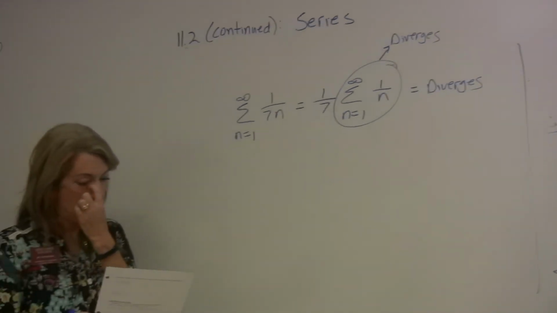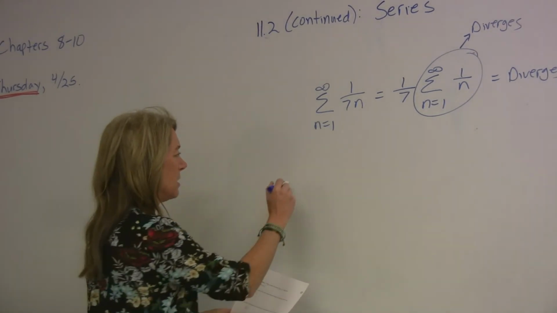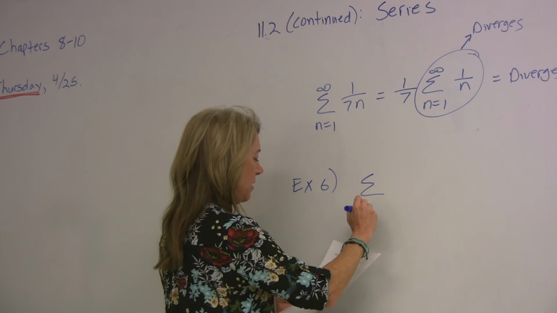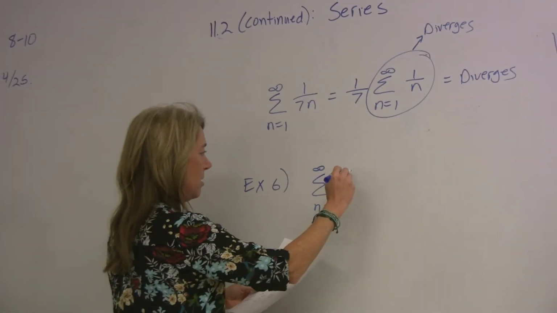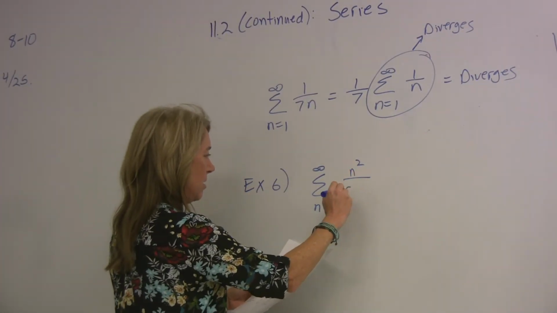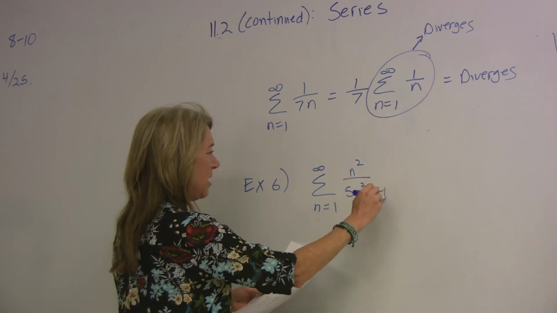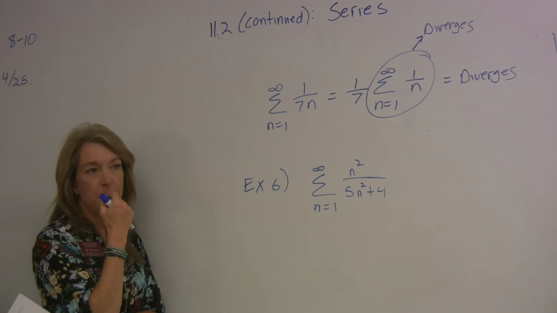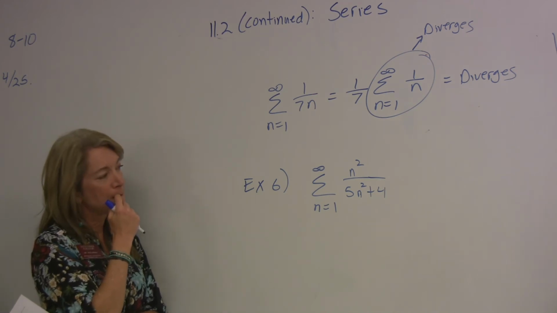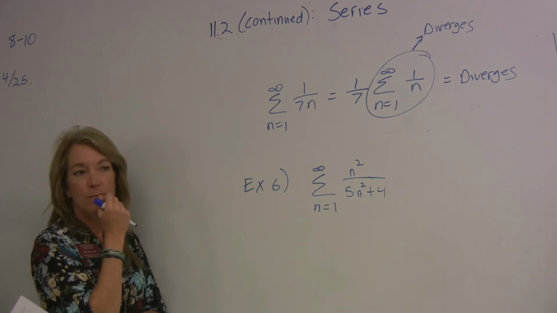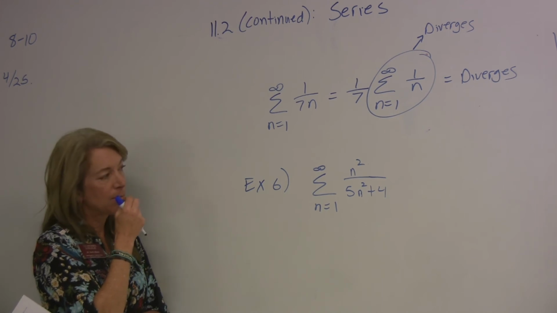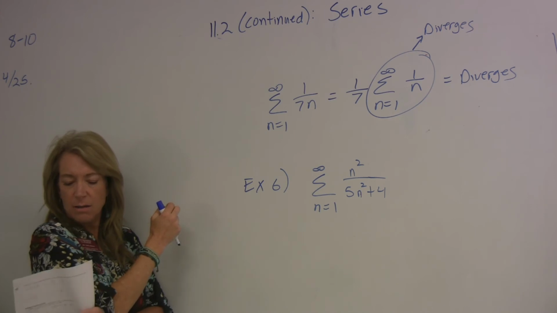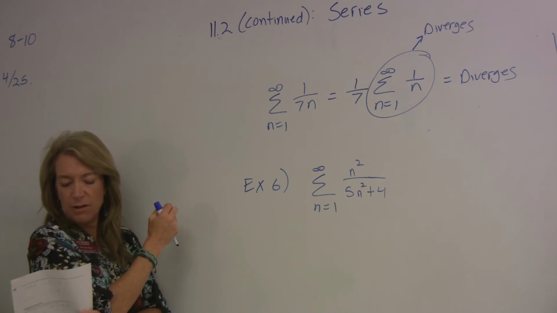Do you see it in example 6? Not quite as obvious there. I don't necessarily see the harmonic in that one. Directions just say, is it divergent or convergent? If it converges, find its sum.